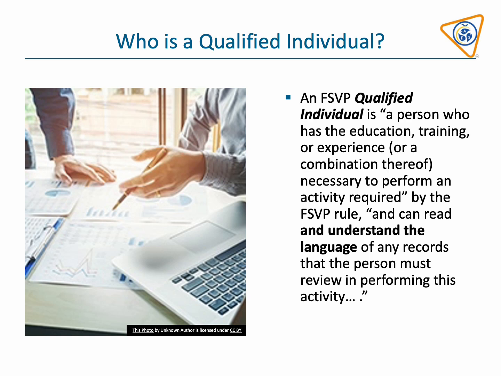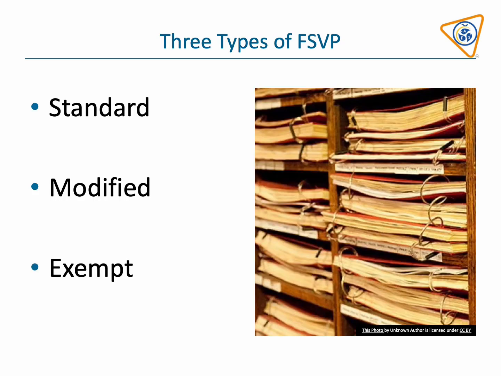Who is a qualified individual? An FSVP qualified individual is a person who has the education, training, or experience, or a combination thereof, necessary to perform an activity required by the FSVP rule, and can read and understand the language of any records that the person must review in performing this activity. 3 types of FSVP: Standard, Modified, Exempt. For this training, we will only cover the Standard FSVP.